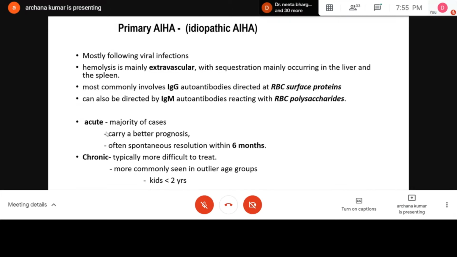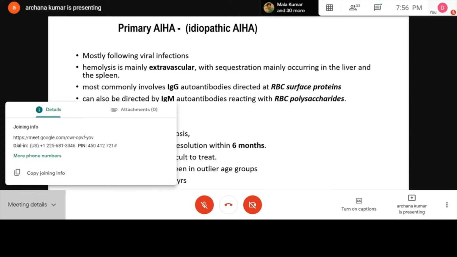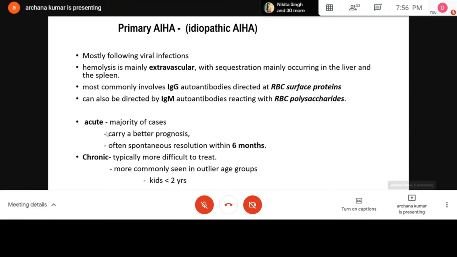So talking about primary AIHA, it is mostly following viral infections. The hemolysis seen is mainly extravascular, with sequestration mainly occurring in the spleen and liver. And the most commonly involved immunoglobulin is IgG, which is directed at the RBC surface proteins. But it can also be directed by IgM autoantibodies, which react with RBC polysaccharides.